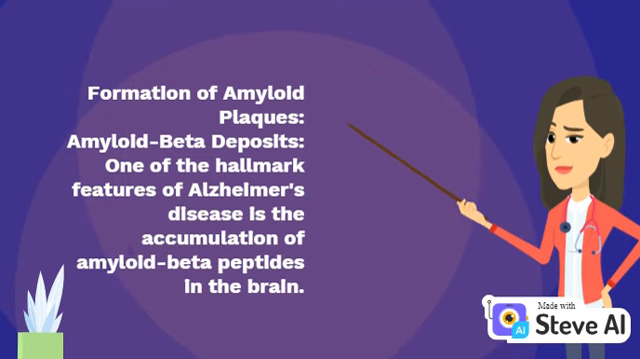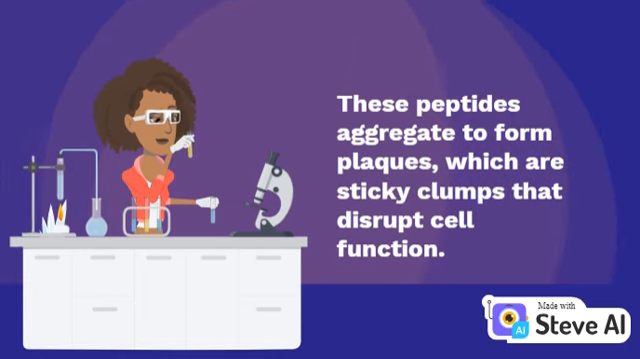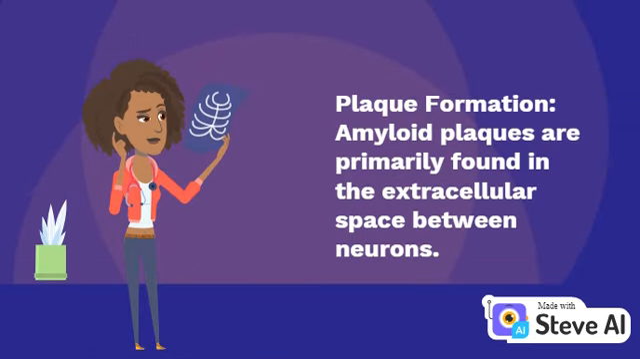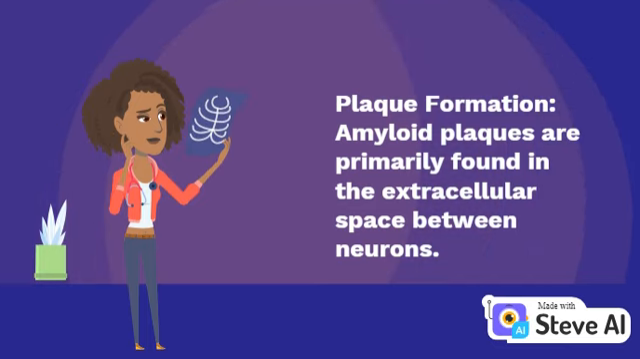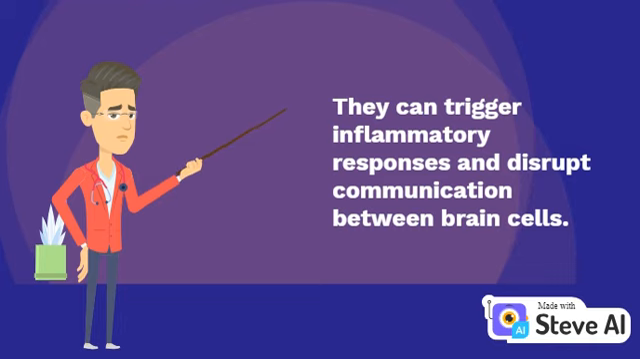Amyloid beta deposits. One of the hallmark features of Alzheimer's disease is the accumulation of amyloid beta peptides in the brain. These peptides aggregate to form plaques, which are sticky clumps that disrupt cell function. Amyloid plaques are primarily found in the extracellular space between neurons. They can trigger inflammatory responses and disrupt communication between brain cells.